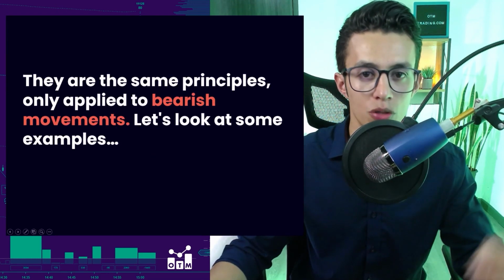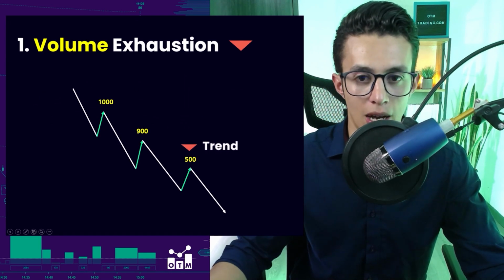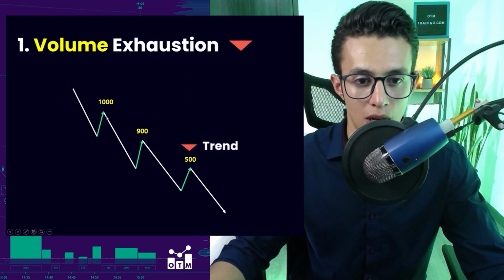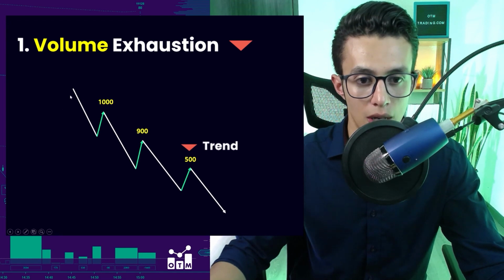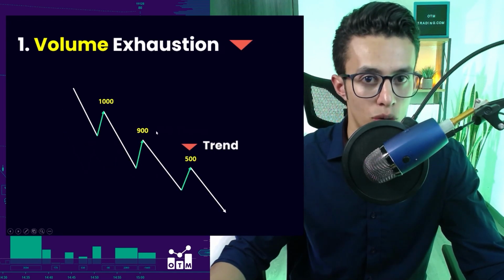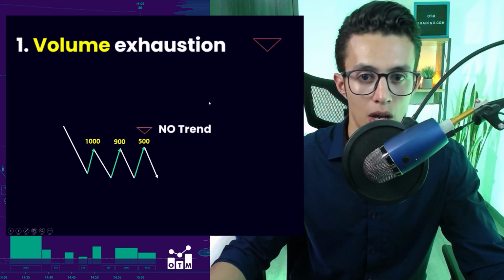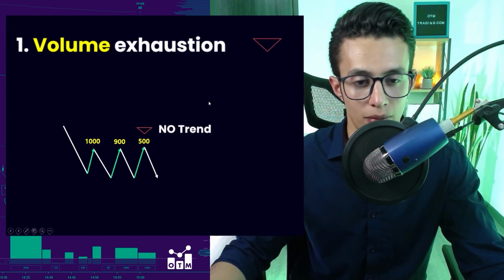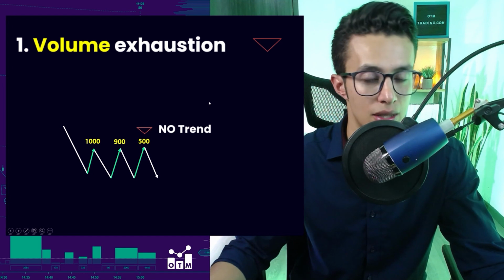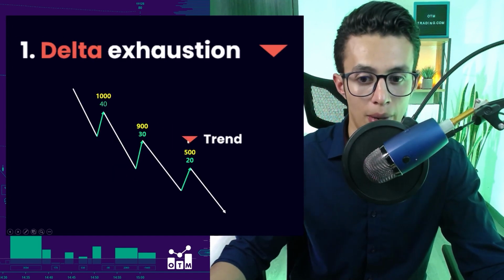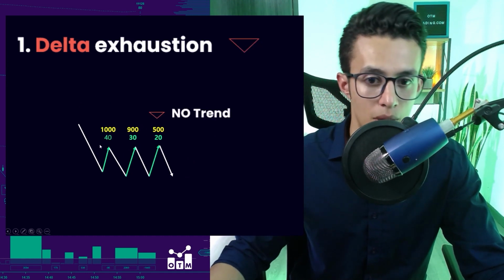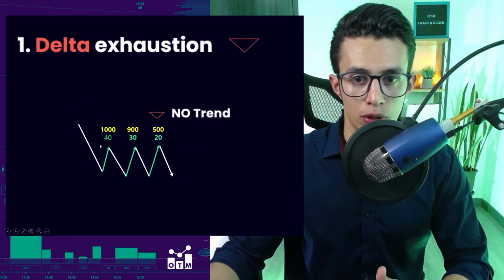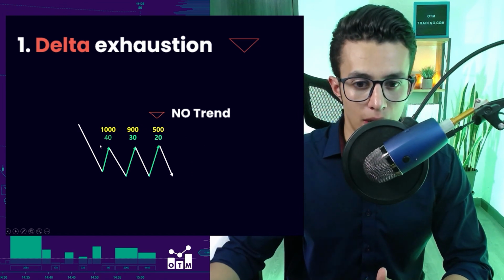The principles are the same, but they apply to downtrends. Let's look at some examples. Volume exhaustion. In the retracements of a downtrend, if there's a decrease in volume, such as 1900 and 500, it's in a trend, so we have the solid signal, and if not, we get the outlined shape. Okay, now for delta. Delta of 40, 30, 20 consecutively decreases, and we'll also get an exhaustion signal. If it's not in a trend, we will still get the same symbol, but without the solid color.